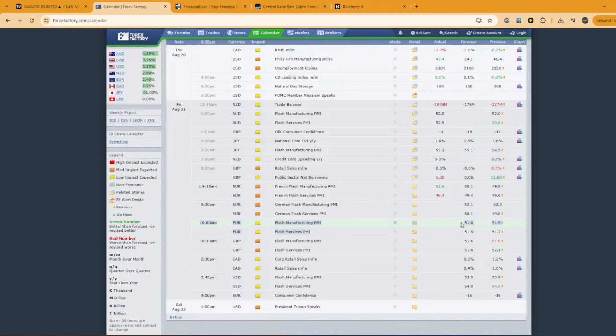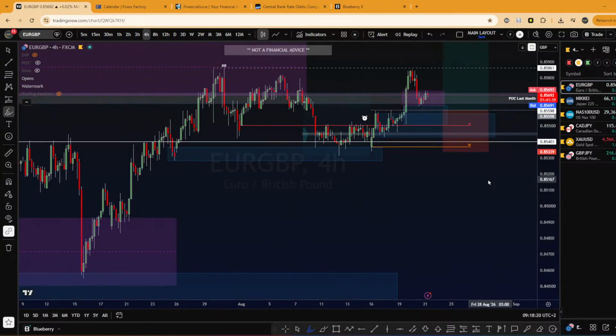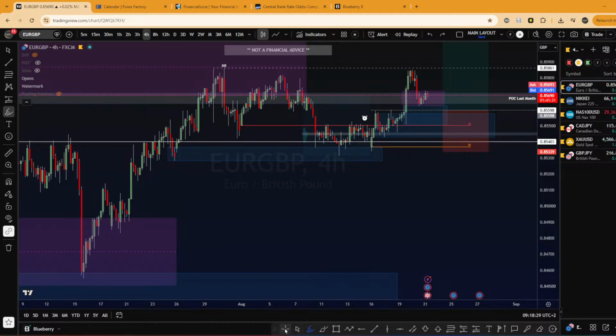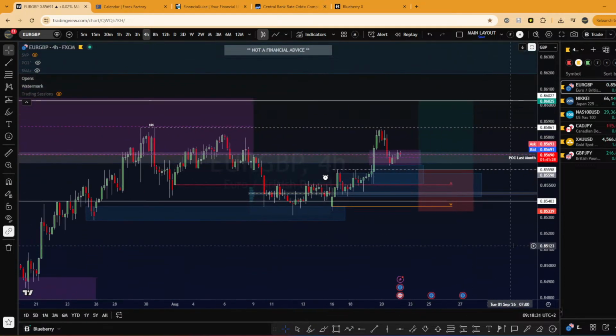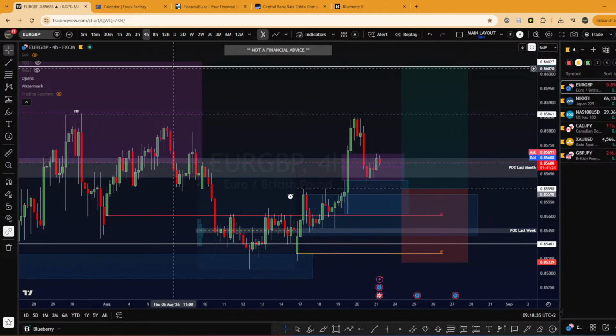Okay, so I feel like it could be a mixed report, but for me I need to see some strong data to be able to buy Euro GBP, which is my main setup for this London session, and my last trade for the week. This could be a day trade. So let's see.